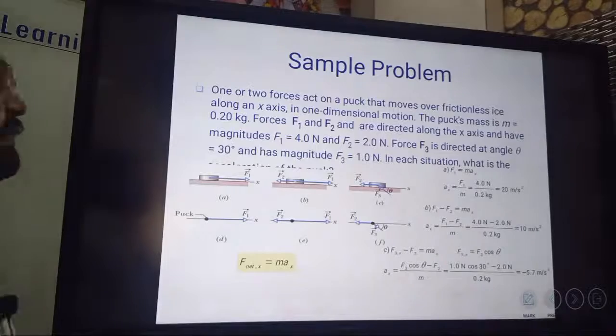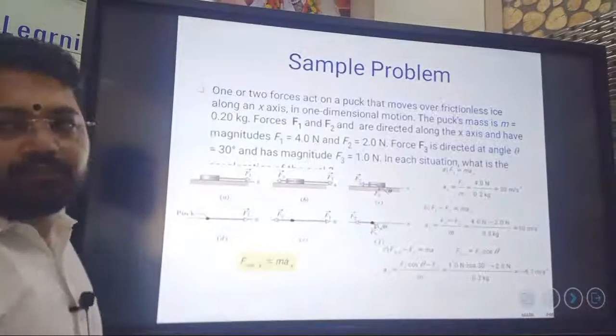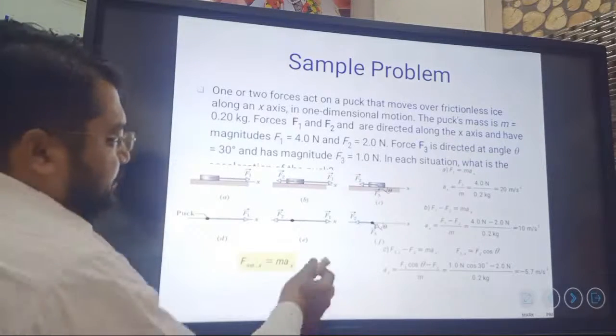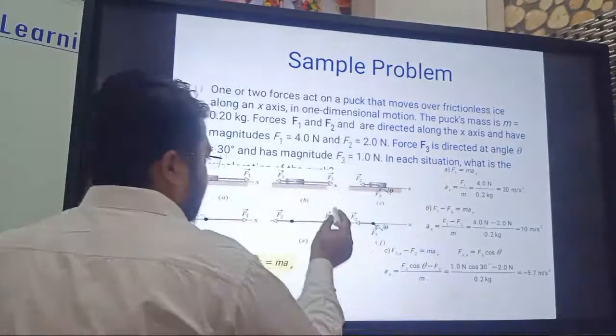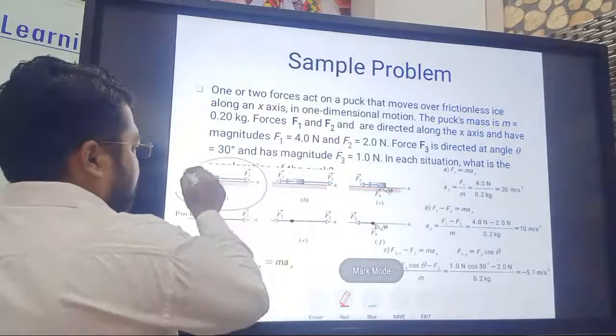Then third part, F3 with respect to x. We are talking about this. Sir, why did you put a minus here? If this is the question, the first one is clear. Yes, first.